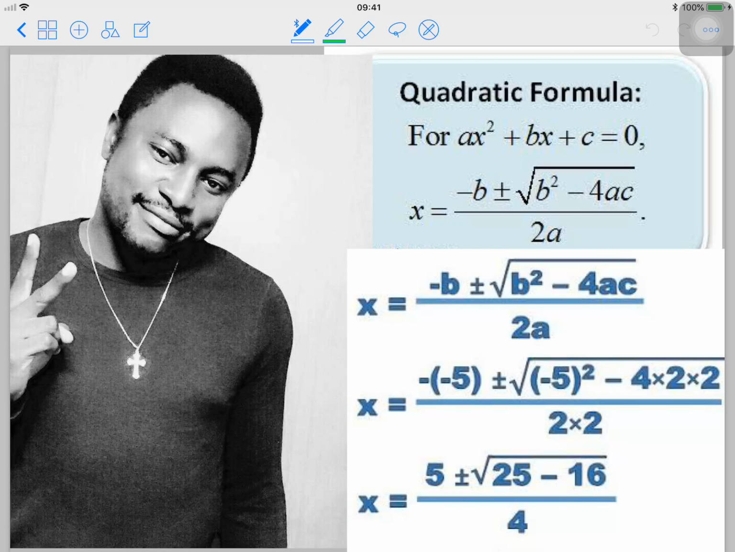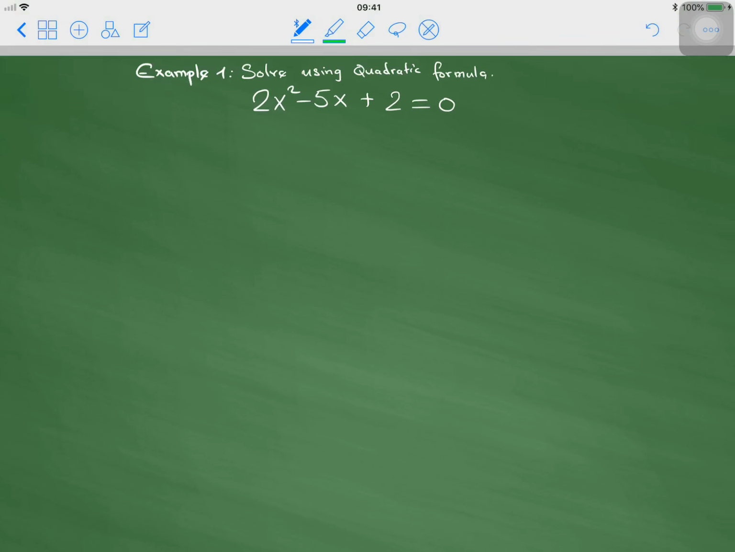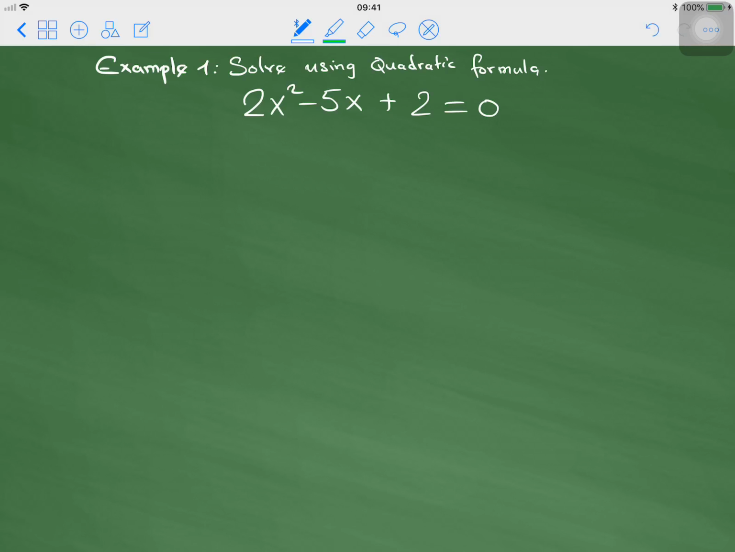Today, we'll be talking about the quadratic formula. To go straight to the example, we're going to start with this example.